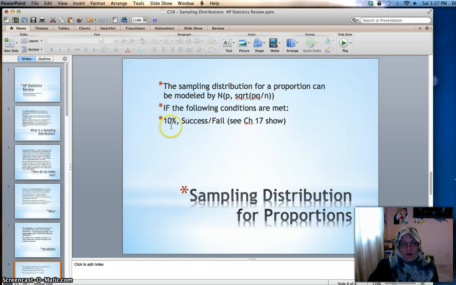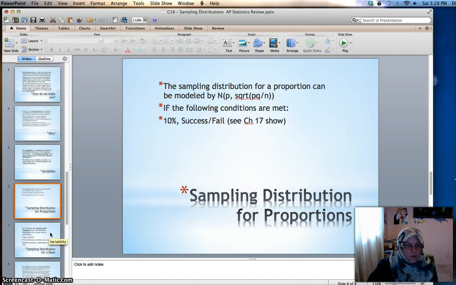So it's saying that our sample is a small enough chunk of the population that we're not changing those probabilities drastically. And the success-fail condition, which again comes from chapter 17, just saying that NP and NQ are both greater than or equal to 10, that our sample size is large enough for the normal model shape to have a chance to take hold. Okay, so the sampling distribution for proportions can be modeled by a normal model if those conditions are met.